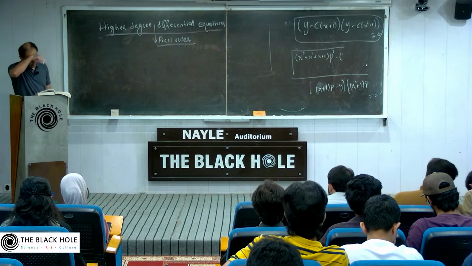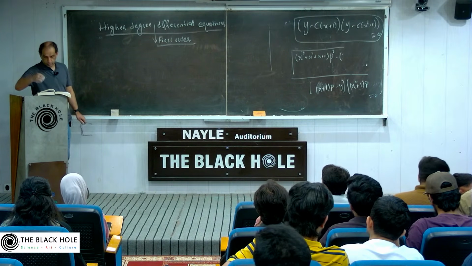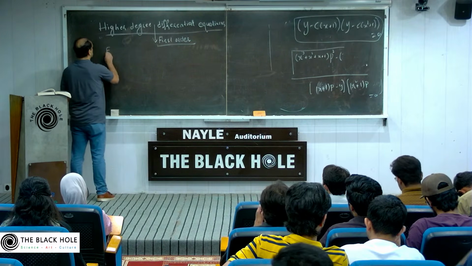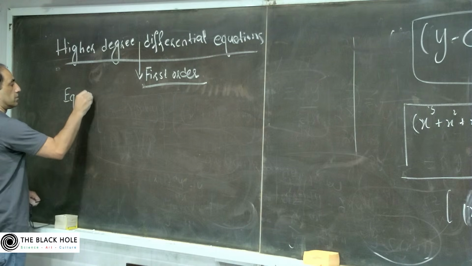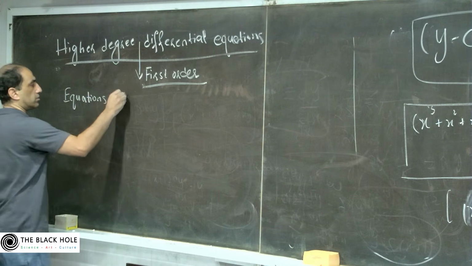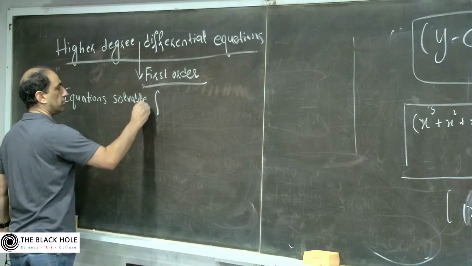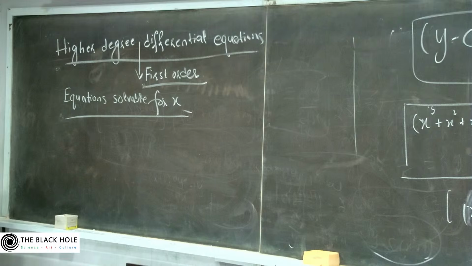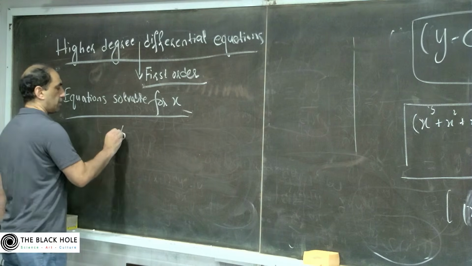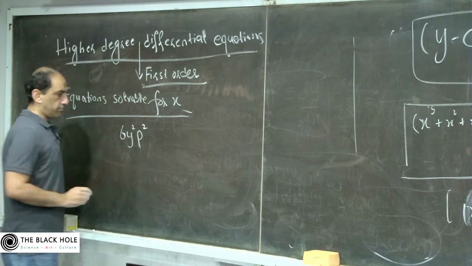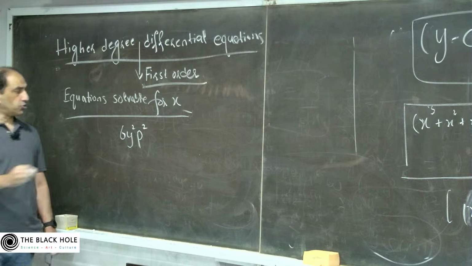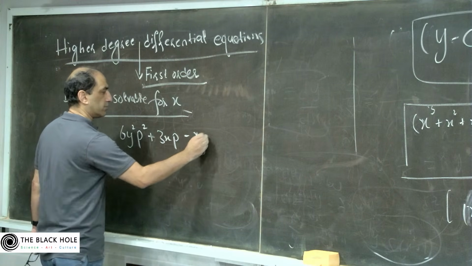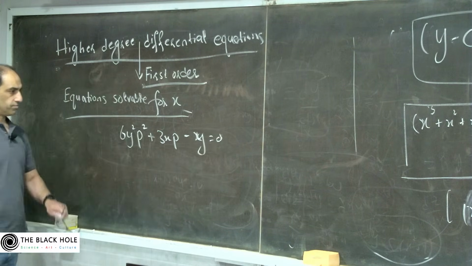Okay, now let's try and do another one. Chaliye, let's try and do this one. So the differential equation that you are given is the following: 6y square p square plus 3xp minus y is equal to 0.